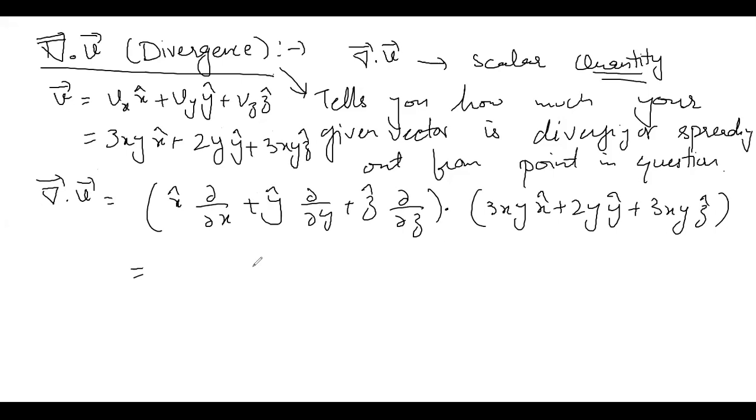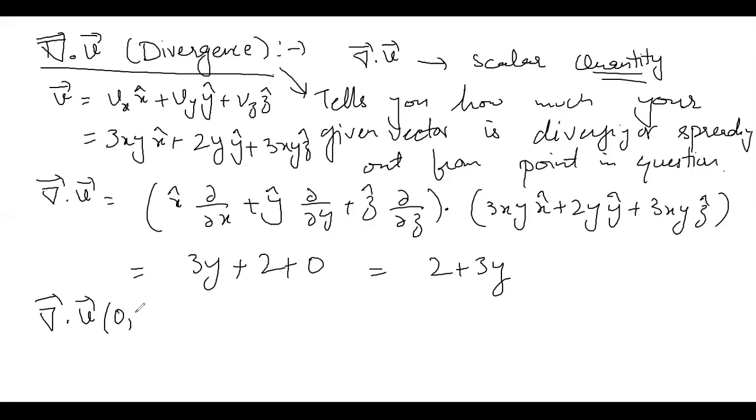You calculate, you'll get 3y plus, and then with respect to y, you will get 2, plus with respect to z, you will get 0. So you'll get 2 plus 3y. Now, if I want to calculate the value of this function at certain particular value of x, y, and z, let's say I want to calculate it at 0, 2, and 5. These are my x, y, z coordinates. Then the value of this function at this particular coordinate will be 2 plus 3 times 2. 3 times 2 is 6, plus 2 is 8.